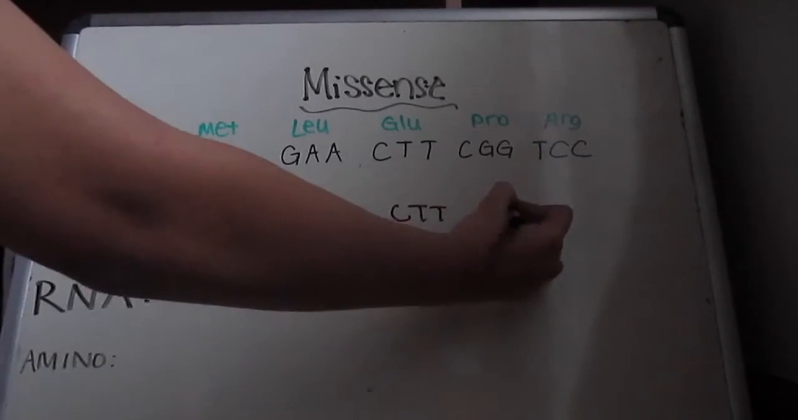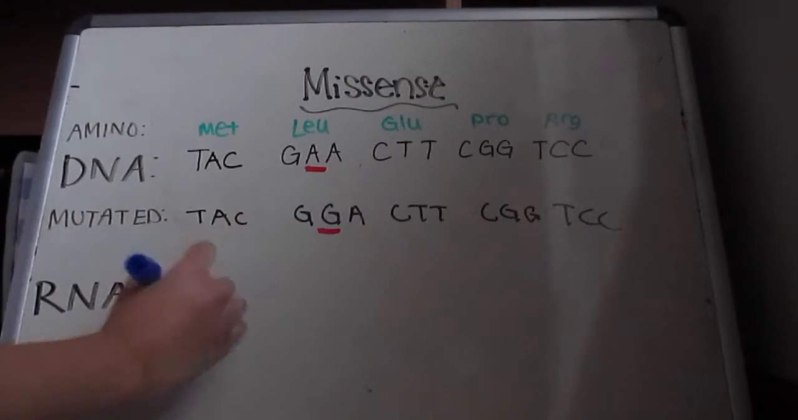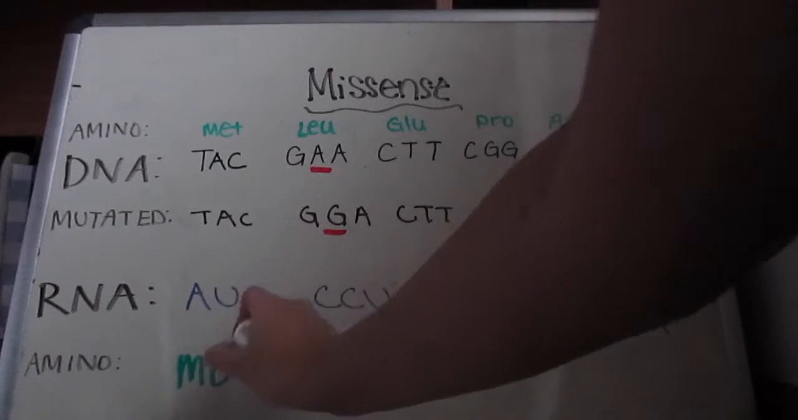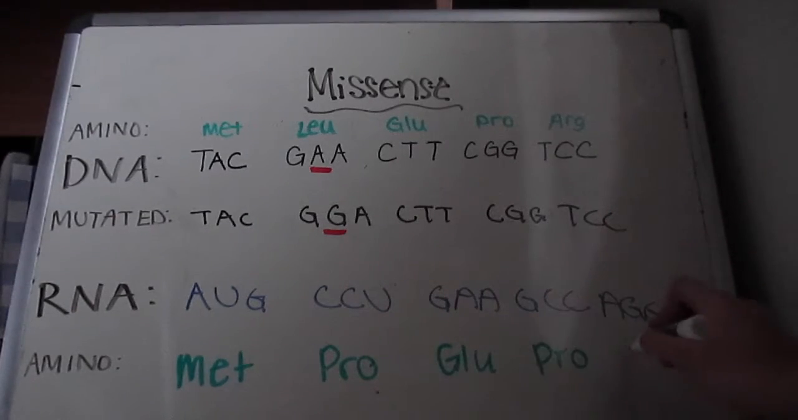For a missense mutation, depending on the location, the codon will code for a different amino acid. This is most common. Since A is substituted with a G, leucine becomes proline.